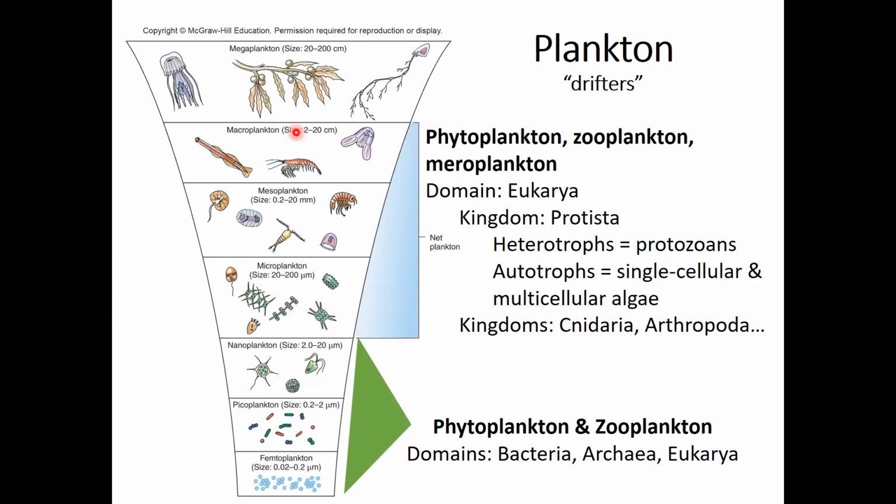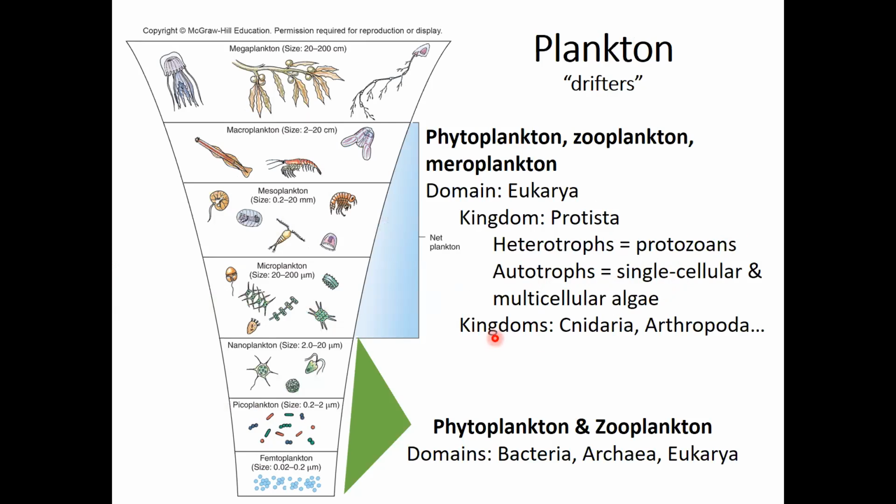So these larger size fractions, the macro, meso, and microplankton that are included in the net plankton, some are phytoplankton, some are zooplankton, some are meroplankton, and they're coming from the eukarya domain. So we might have some organisms from the kingdom Protista. So remember, the heterotrophic protist we call protozoans, like radiolarians. And the autotrophic protist we call algae. So we can have both single cellular algae and multicellular algae.